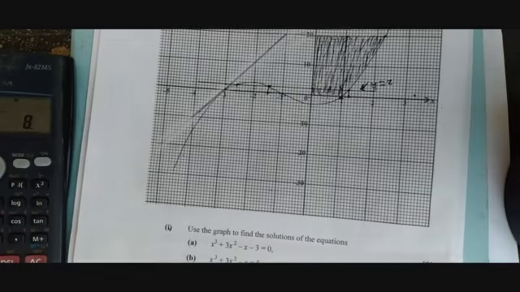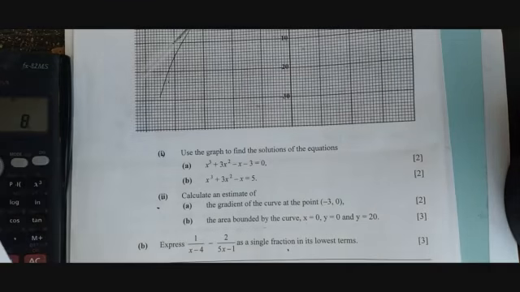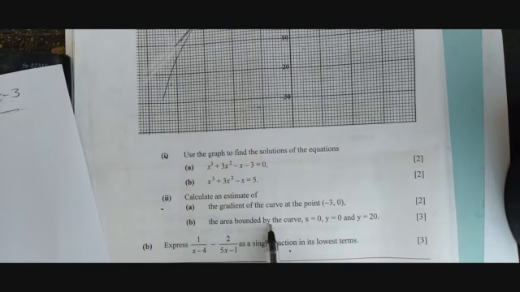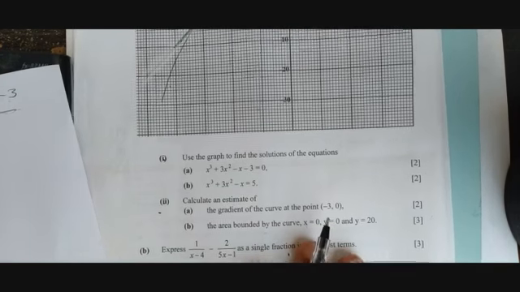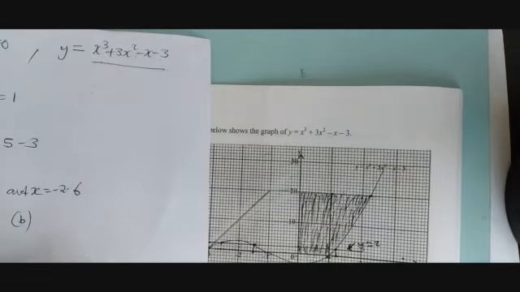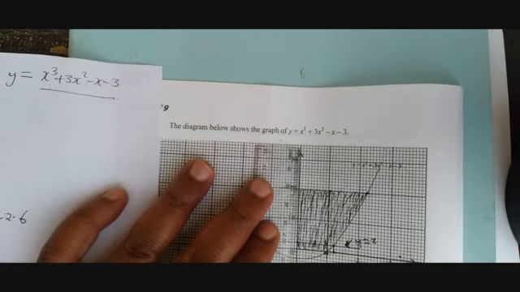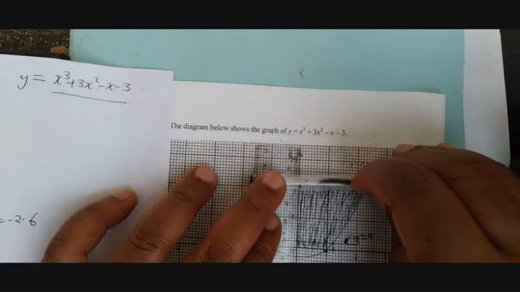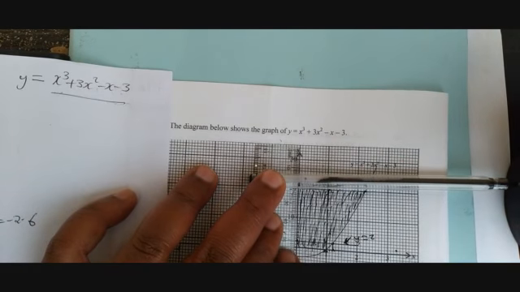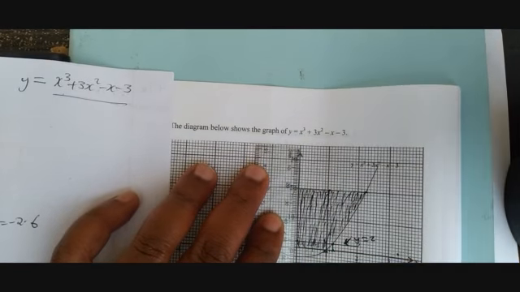Okay, so B, we are saying let's find the area bounded by the curve, x is equal to 0, y is equal to 0, and y is equal to 20, which is this. If we say x is equal to 0, it is this line. So you see the demarcation here. Then if we say y is 20, we have this one. And if we say y is equal to 0, we have got this. So this is the region, this is the shaded part. That's the area we need to find.